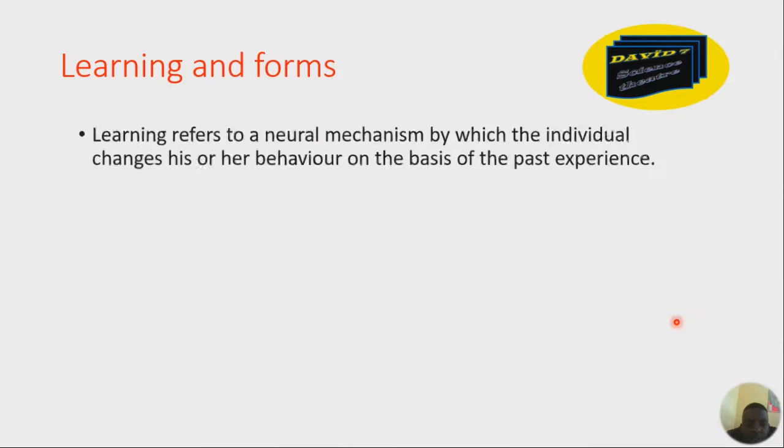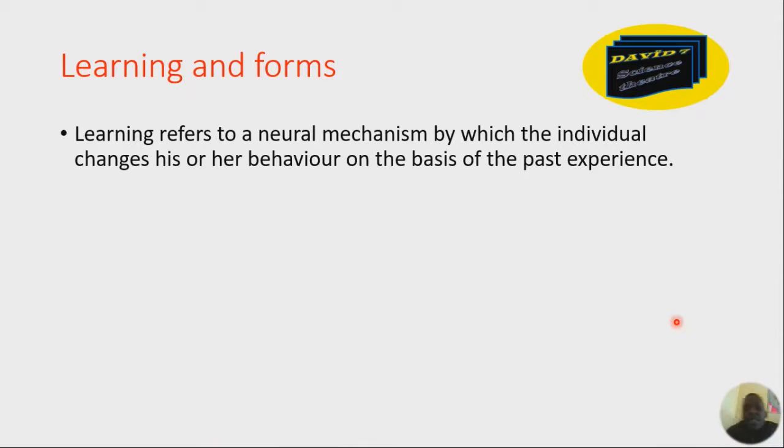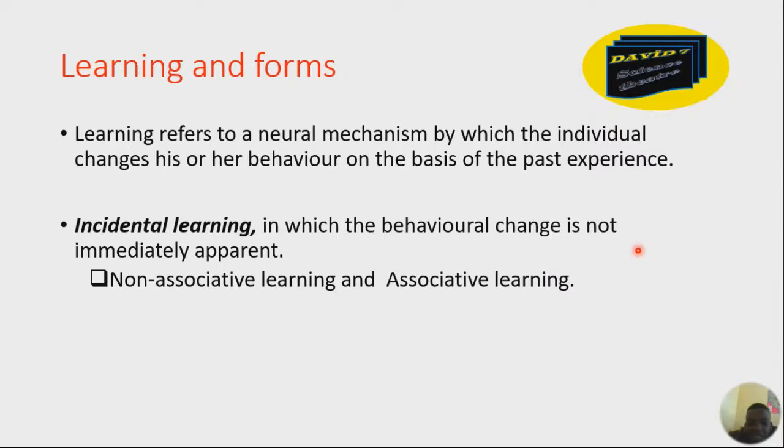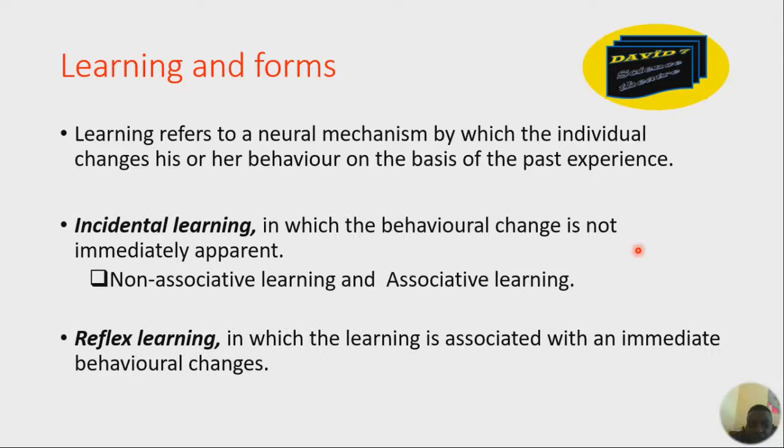Learning and its forms. Learning is just a neural mechanism by which the individual changes his or her behavior on the basis of past experience. That is learning. And it can be incidental learning in which behavior change is not immediately apparent. For example, we have non-associative and associative learning. That is incidental, not immediately apparent. Then we have reflex learning, in which the learning is associated with an immediate behavioral response or change.